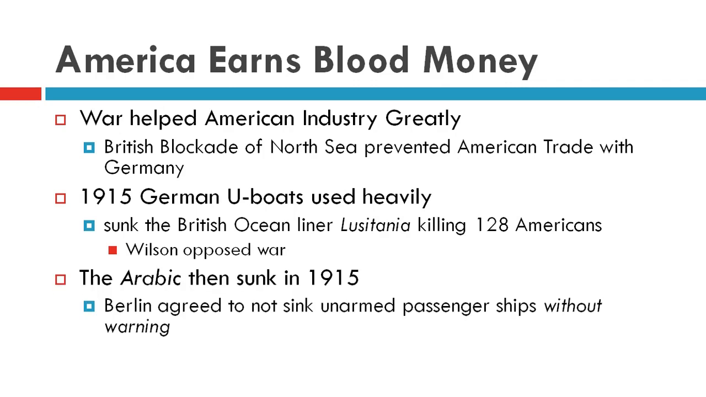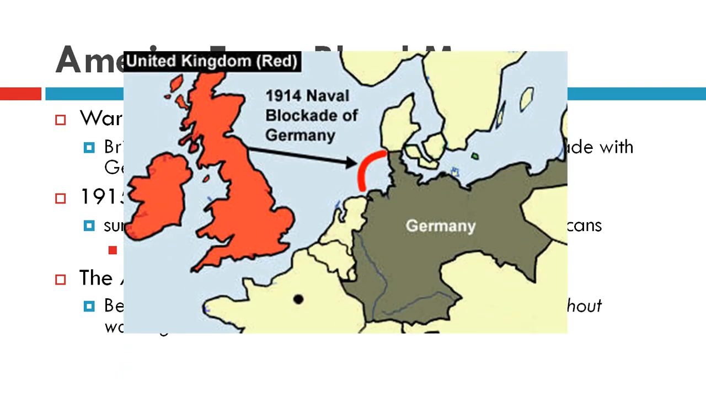In 1915, another British liner, the Arabic, was sunk. The Lusitania, I should mention, was carrying 4,200 cases of small arms ammunition. I don't know what the Arabic had on board, but 2 Americans did die. Following this, Berlin reluctantly agreed not to sink unarmed and unresisting passenger ships without warning. Here's a map of that blockade, you can see.